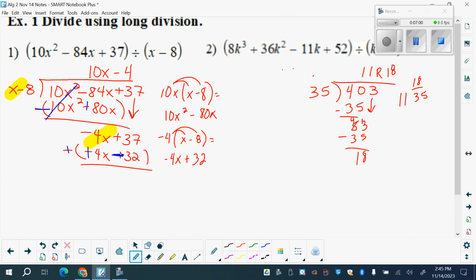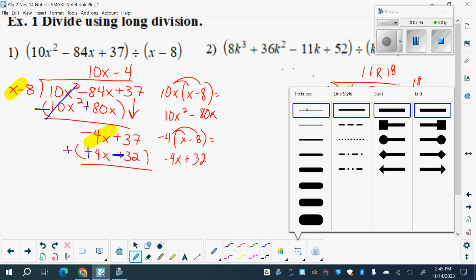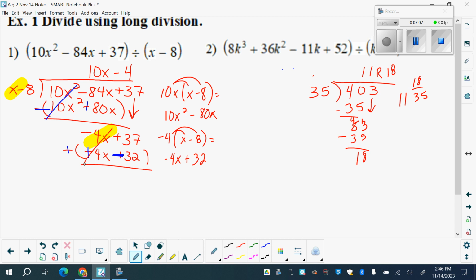So what happens to the negative 4x and the 4x? They cancel, don't they? So these cancel, and then we take 37 minus 32, which is 5. And then that is our remainder. So I'm going to write it as plus 5 over the divisor, x minus 8.